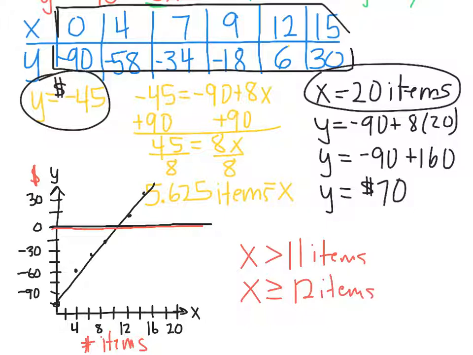On the graph, we would circle this part. That's where she's making a profit. That's above $0. We could also rewrite our equation to reflect that. Because again, y represents the total profit, and we want that to be greater than the negative 90 plus 8x.